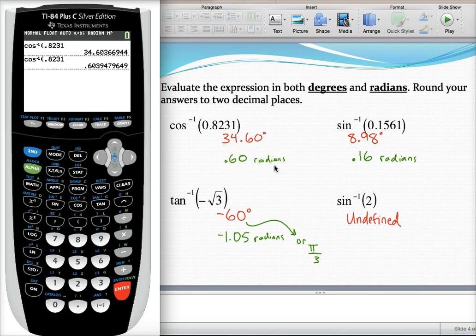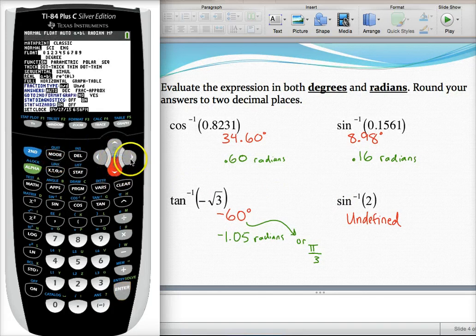I'm going to end the video here because these are pretty easy to do by hand. If you get stuck, let me know. We could talk about this one real quick, the inverse sine of 2. Let me go ahead and switch back to degree mode just in case that matters to you, although it doesn't really matter for this problem.